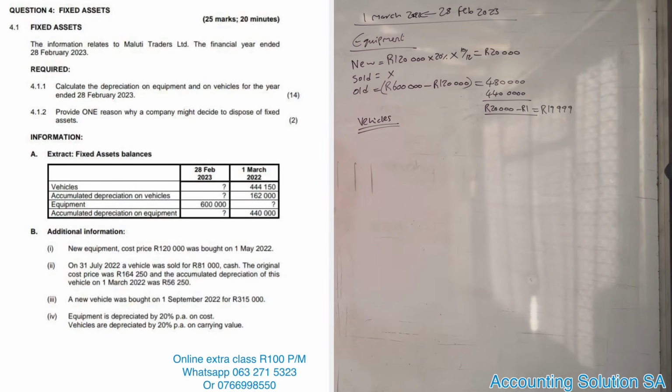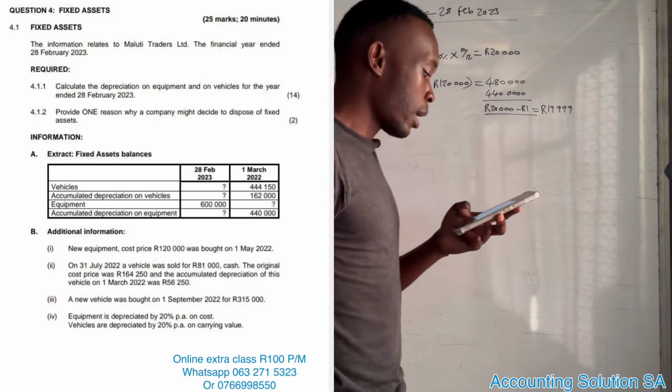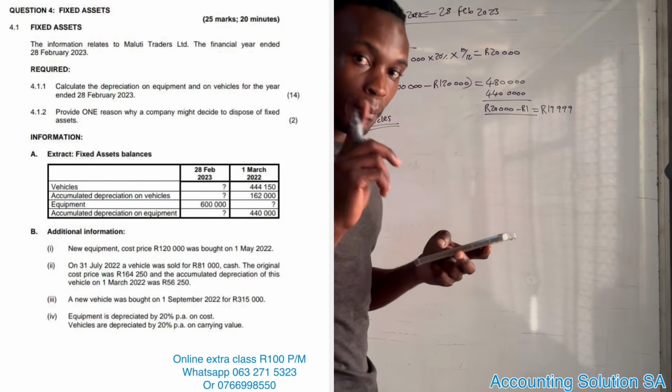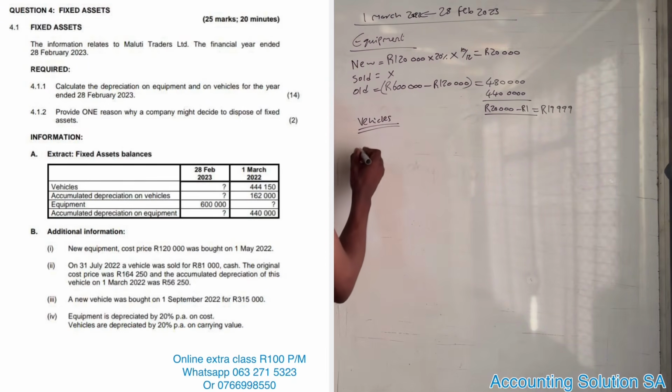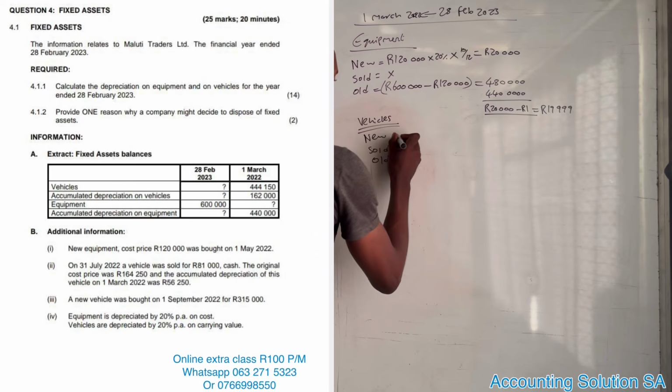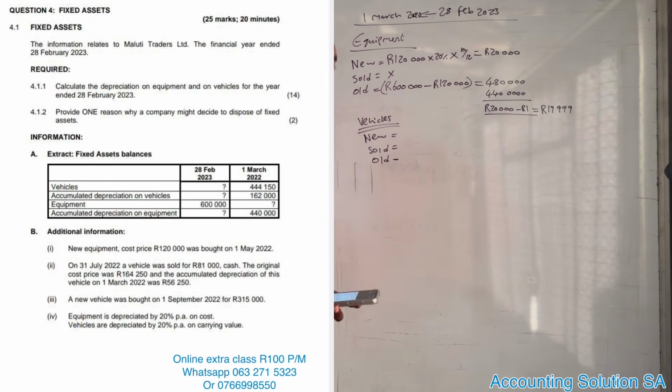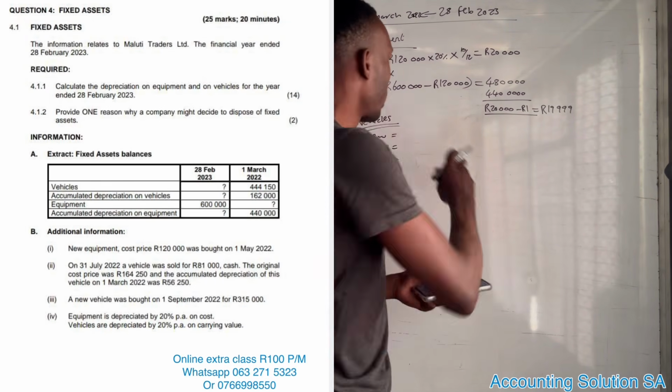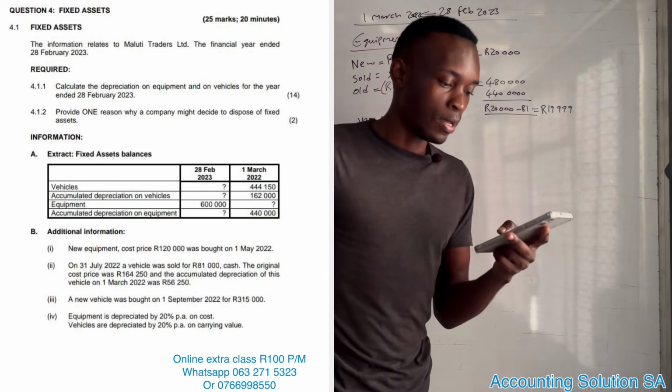For the vehicle, we have to read information number 2. On 31 July, the vehicle was sold. Remember, I said that when you calculate depreciation, you write the new and old categories. Just write them, whether they are there or not. If they are not there, you just write a dash like what I did.